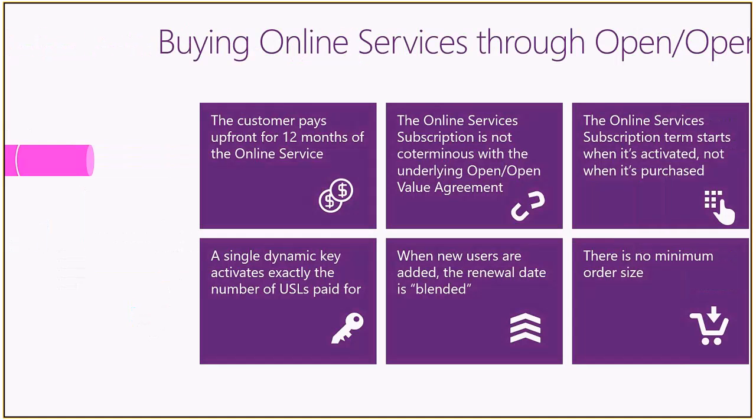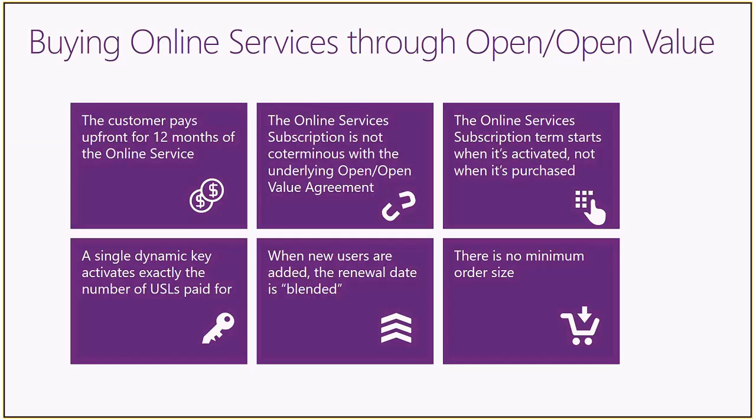So to do a recap on buying the online services, these are the 6 key things. The customer pays up front for those 12 months. So at the time of order, they pay for those 12 months. The online services subscription is not coterminous with the underlying agreement, so it can finish before or after the agreement itself does. That's no problem.